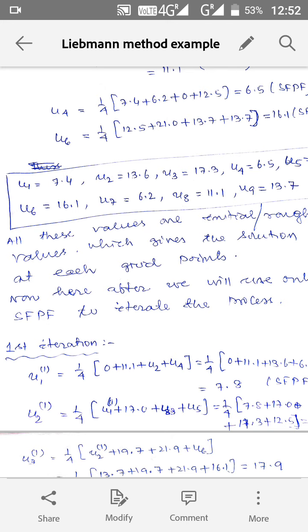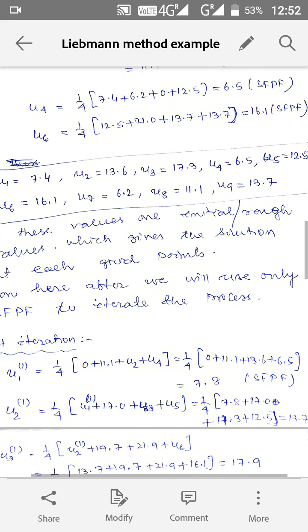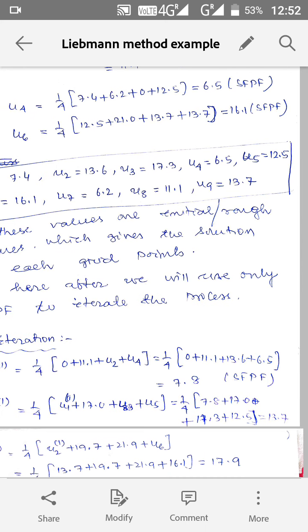From the figure you can see that u1 of 1 will be 1 by 4 of 0 plus 11.1 plus u2 plus u4. Because the u2 improvement we have not got, and the u4 improvement we have not got, we will use the rough values here and try to improve u1, and that will be nothing but 7.8.